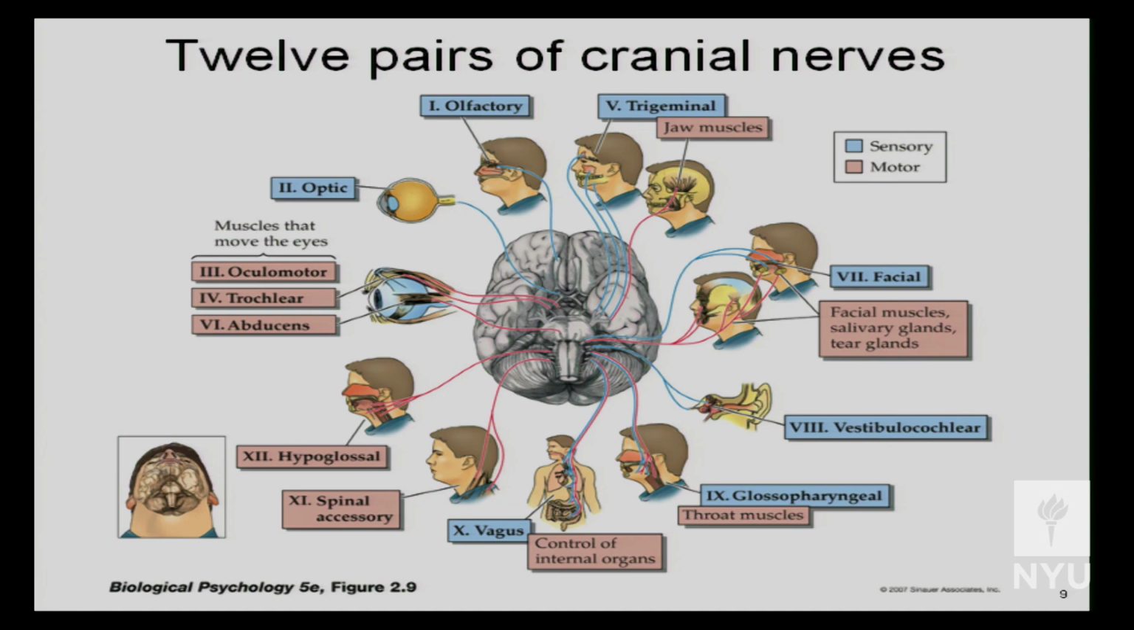Seven, facial nerve. Facial nerve also is a mixed nerve, sensory and motor. Facial nerve, like trigeminal, has sensory information for the face. So we have two that are bringing sensory information to different parts of the face. And the facial nerve has motor input to facial muscles.